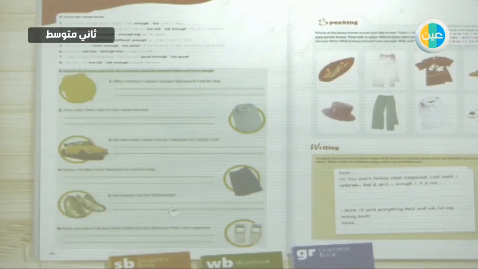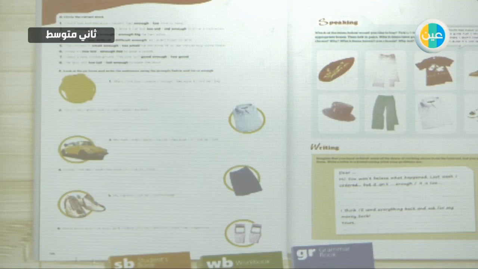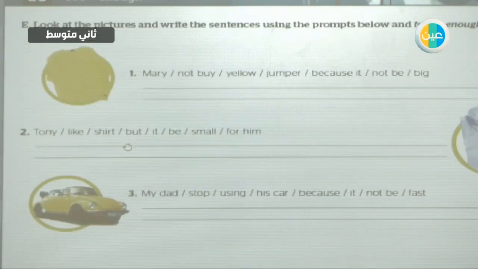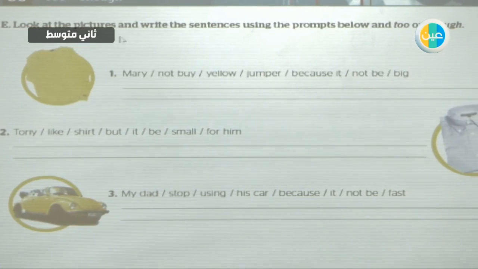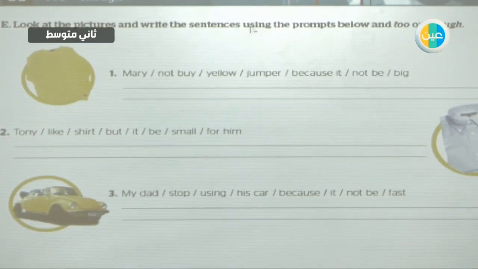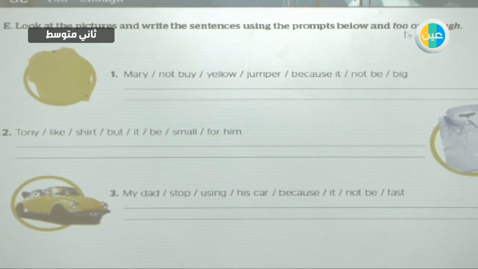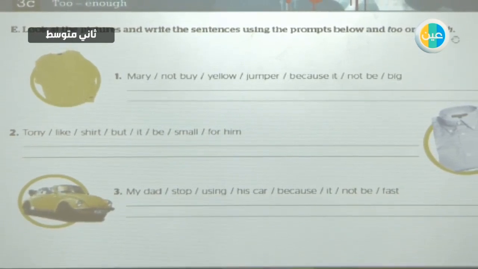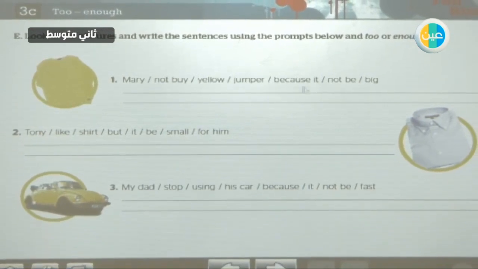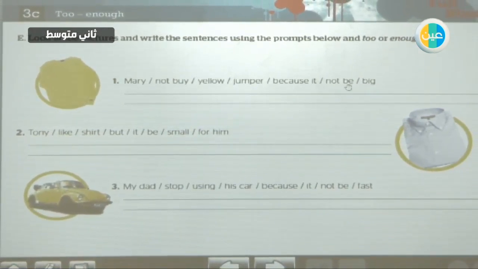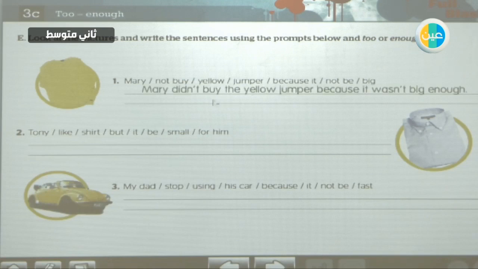It's the grammar book, page 156. Look at the picture and write the sentences using the prompts below, with too and enough. Mary not buy yellow jumper because it not be big. Mary didn't buy the yellow jumper because it wasn't big enough.